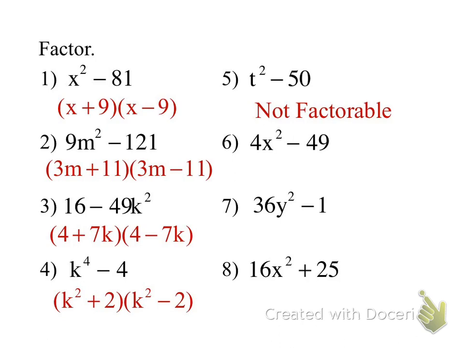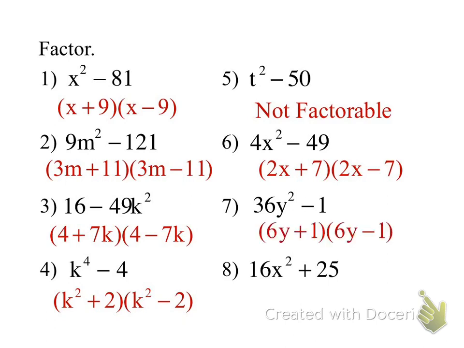Wait, who was I? I was going in order. Okay, let's go with Una. Hold on 1 second. What happened here? Okay, Una, go. 6y plus 1 times 6y minus 1. Perfect. And then the last one, Michelle.